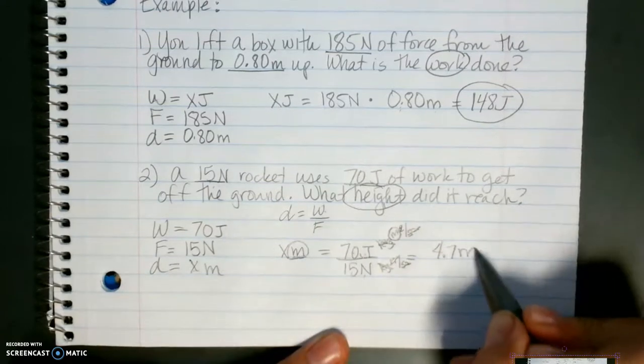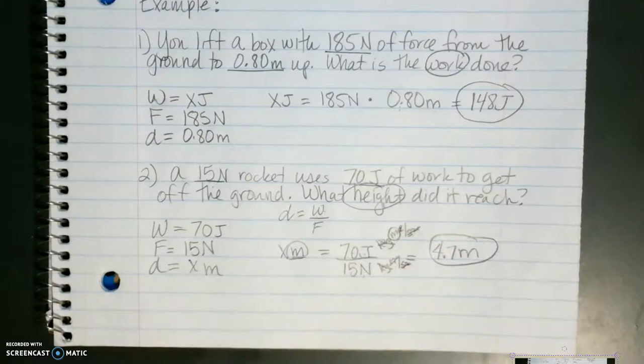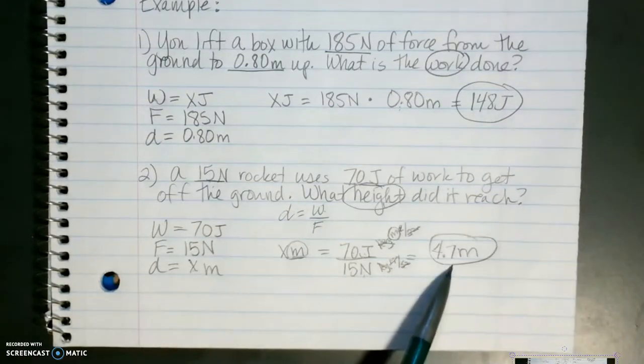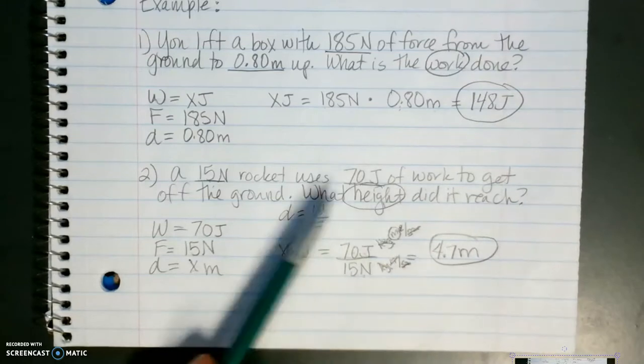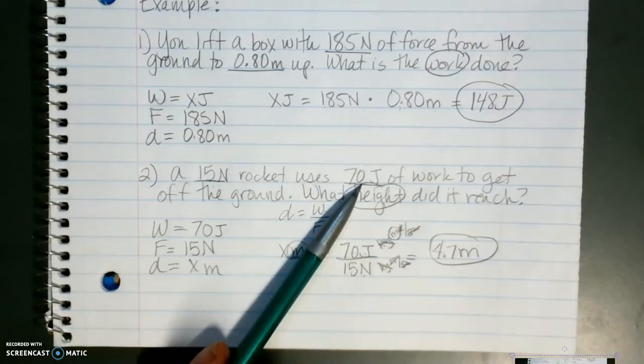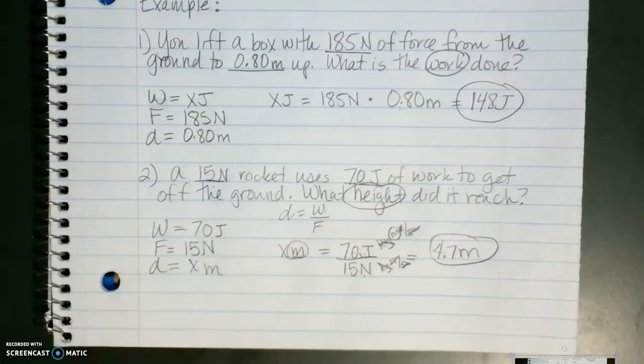I have 4.7 meters as the height. So the rocket would reach 4.7 meters in height when it does 70 joules of work. Okay? All right. So that is it for work, and we will do power next.